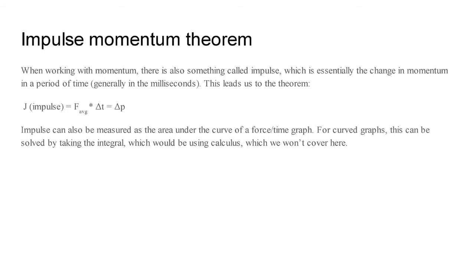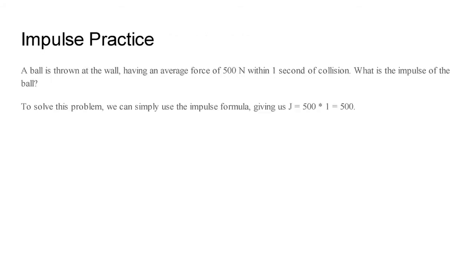which we won't cover here. For practicing impulse, we will use a ball being thrown at the wall having an average force of 500 newtons within 1 second of collision. What is the impulse of the ball? To solve this problem, we can simply use the impulse formula, giving us J, which is equal to 500 times 1, which is just going to be 500.